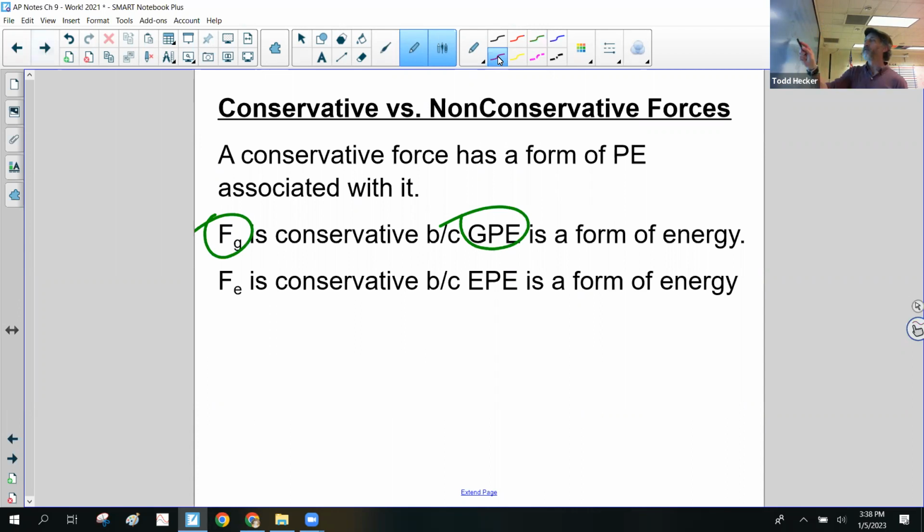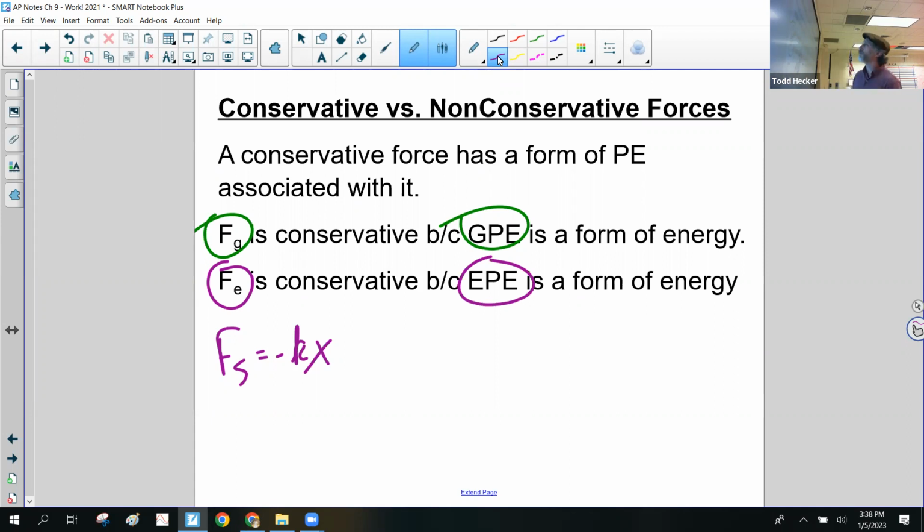The force of elasticity, spring force, Hooke's law. The force of a spring, an elastic force, is conservative because elastic potential energy is a thing. So that's kind of a half answer.